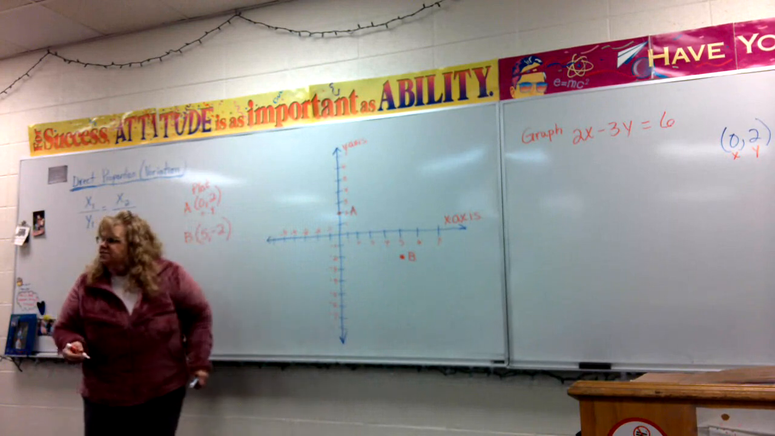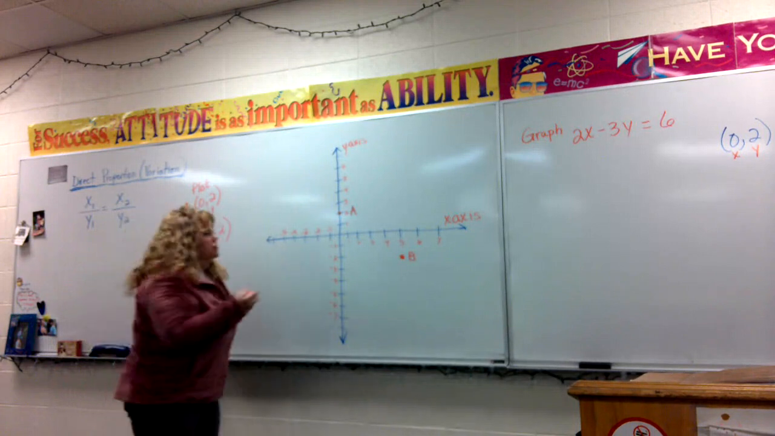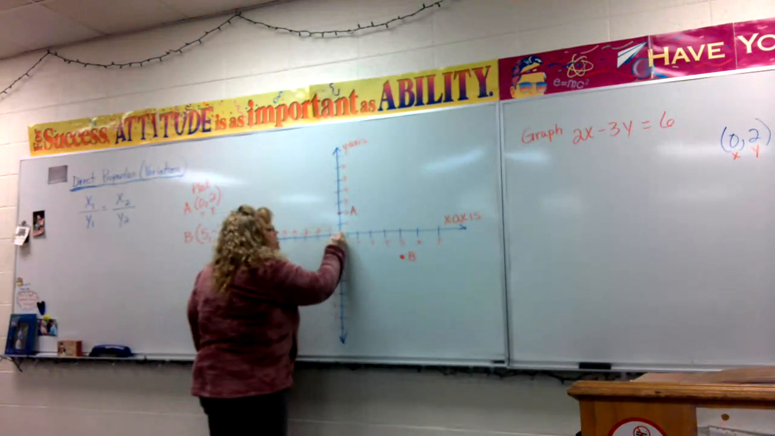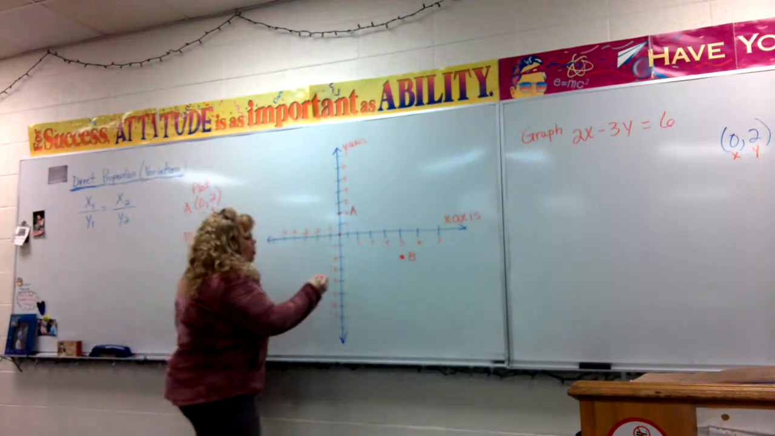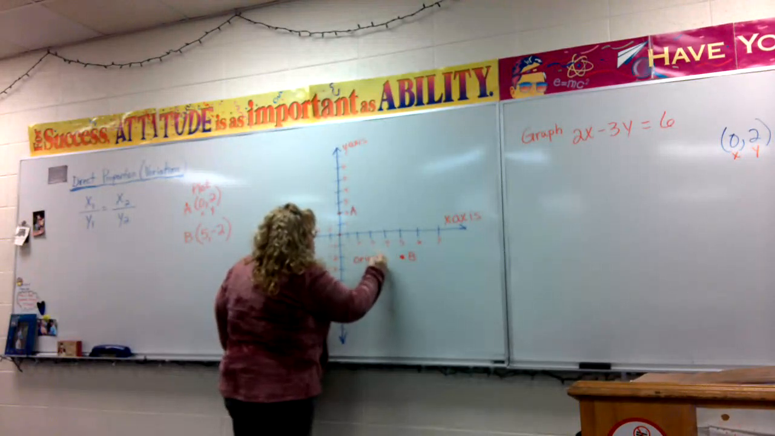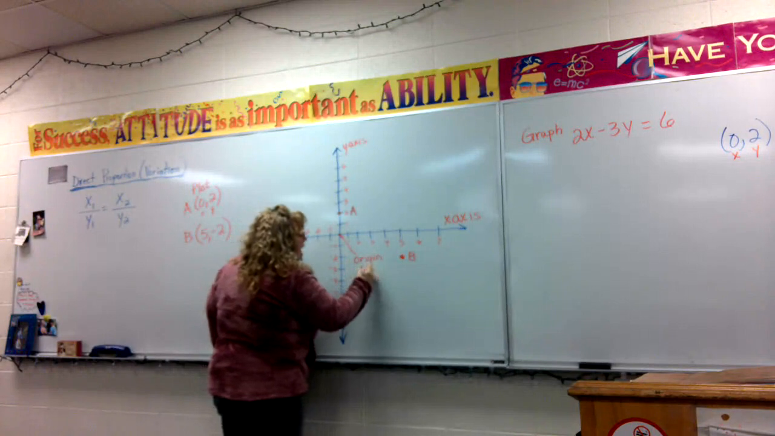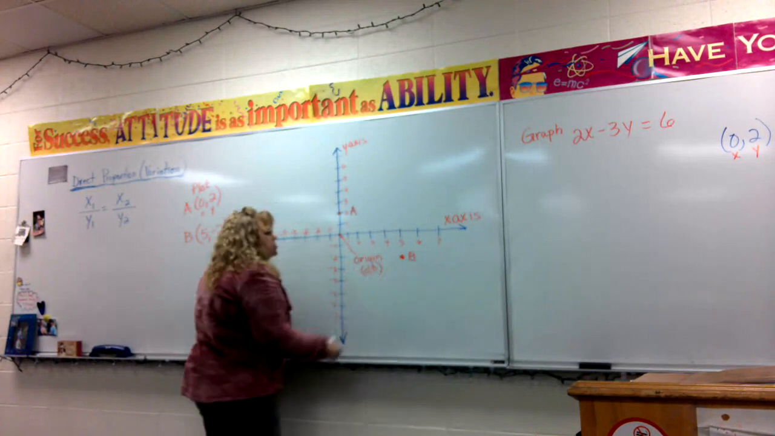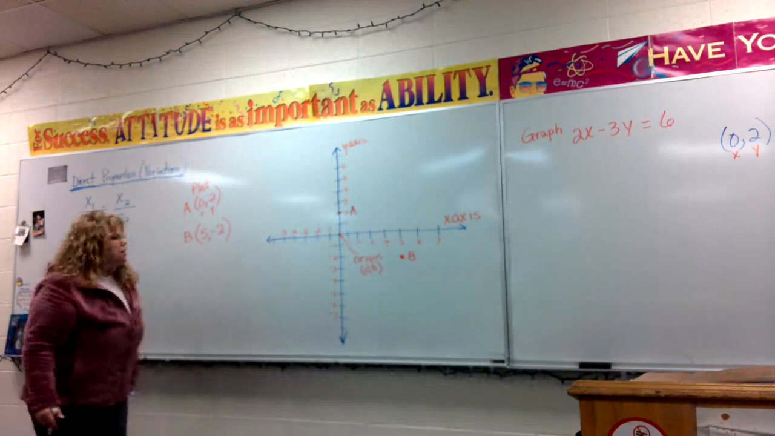Oh, you know what I forgot to say? I forgot, and I know you know this already, you start right here. That's (0, 0), right? That point is called the origin, right there. That's called the origin, and it has coordinates (0, 0). You probably already knew that, right?